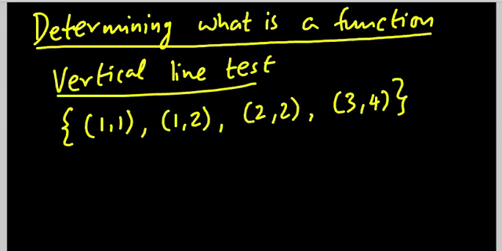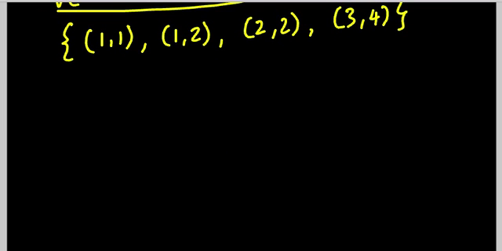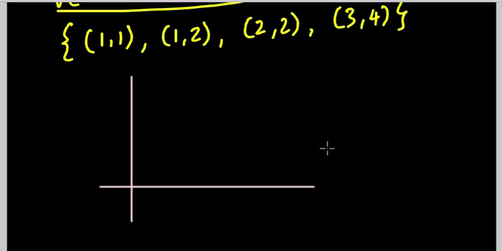So what we're going to do is first plot it out. It really helps when you can visualize something, and if you can visualize something, you can almost always determine how to approach the problem. So let's plot this graph. So 1, 2, 3, and then 1, 2, 3, 4. Let me use a different color to plot the points. My first point is (1, 1), so that's going to be there. My next one is (1, 2), so that's going to be there. Then I have (2, 2), which is going to be right there, and then I have (3, 4), which is going to be right there.